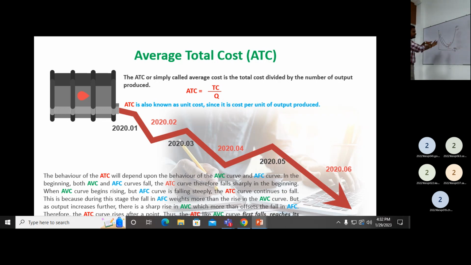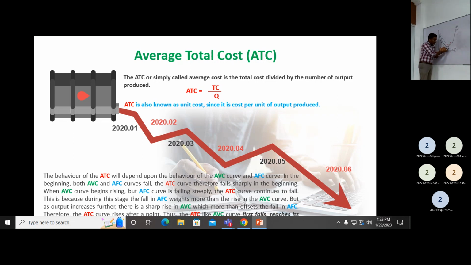If you can understand this, no need to read this. The thing is that your average total cost takes a little bit more time to reach its minimum level. But average variable cost does it before. The reason for this is at the very beginning, your average total cost is only listening to your average fixed cost.